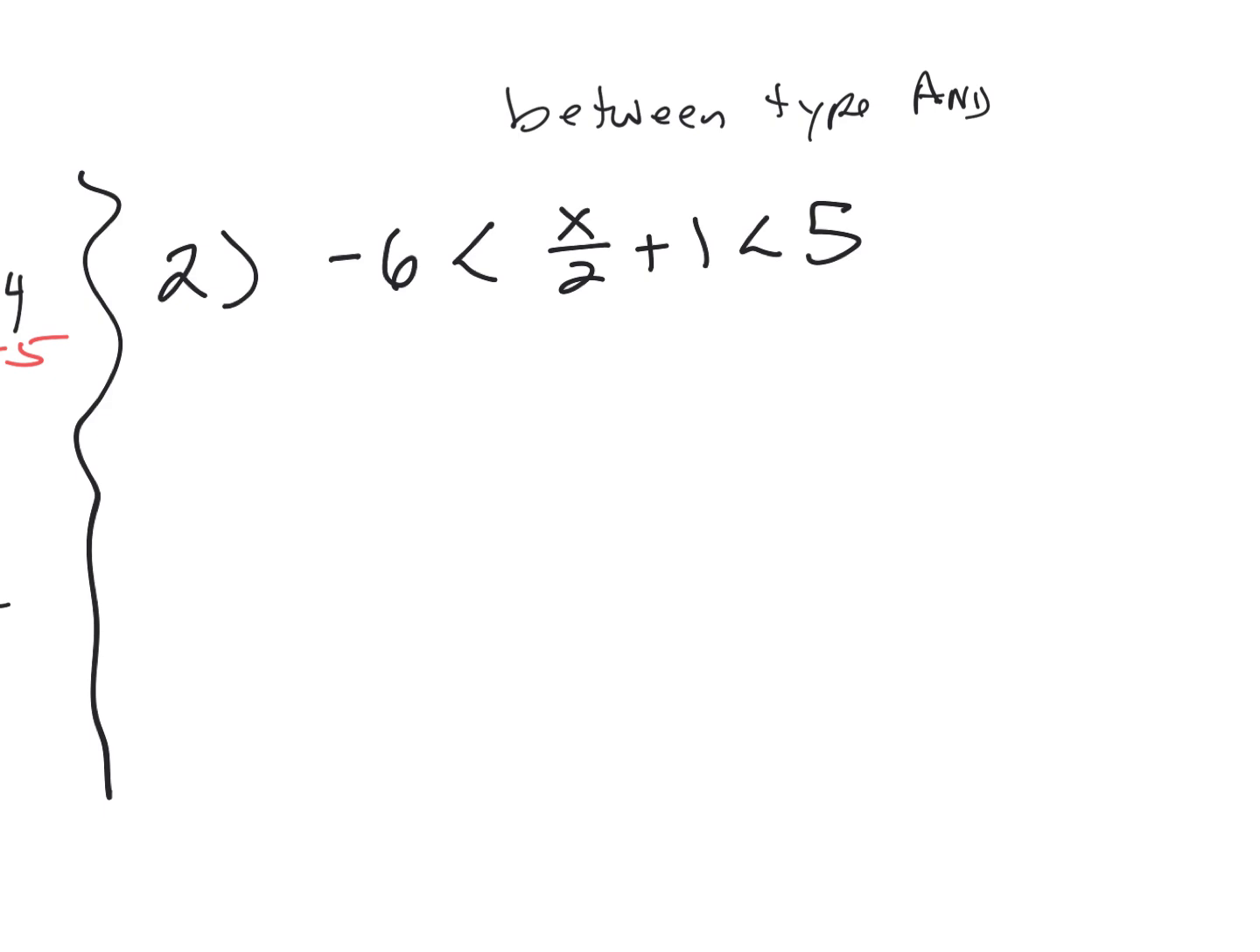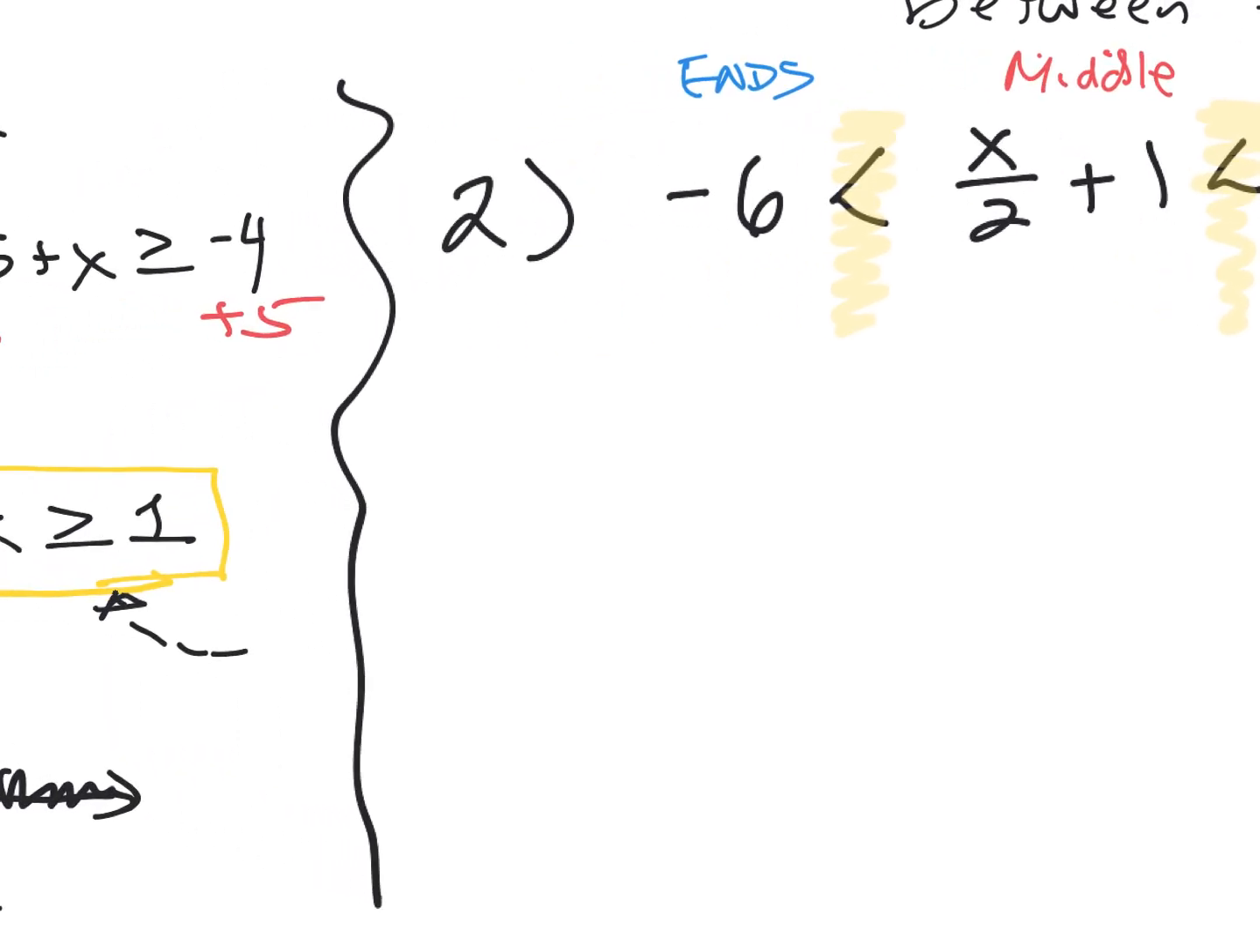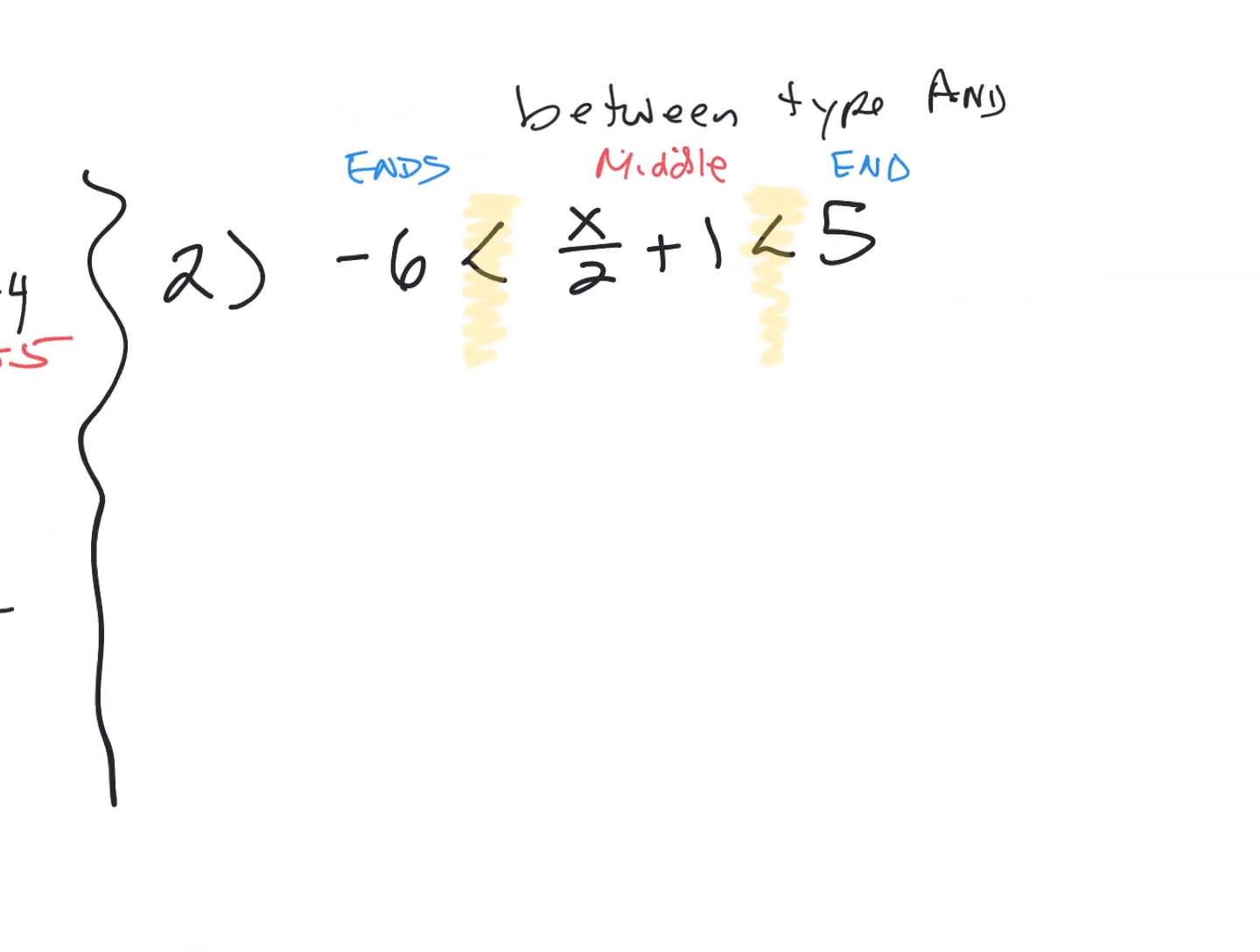So to solve a between type and, you're really just solving two inequalities simultaneously. So maybe highlight or put a line through those two problems. And then you have the middle. You can think of this as the middle, and you have the two ends. And whatever you do to the middle, you have to do to both ends, because you're basically solving this inequality, and then you're solving this inequality, and we're just solving them simultaneously.